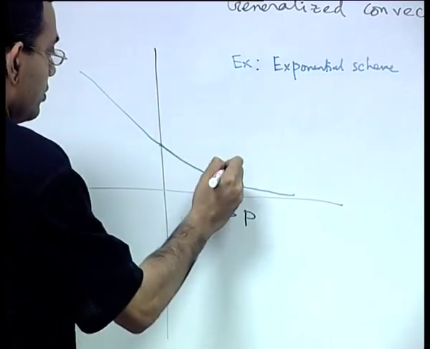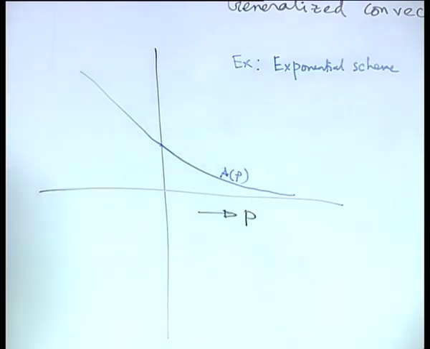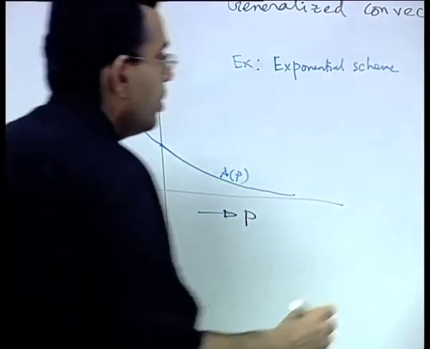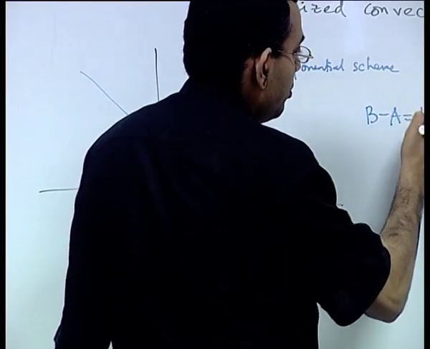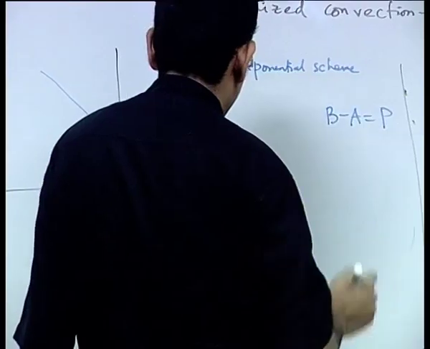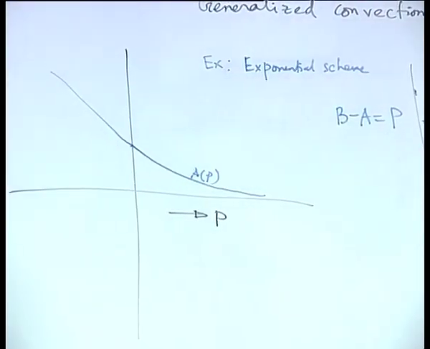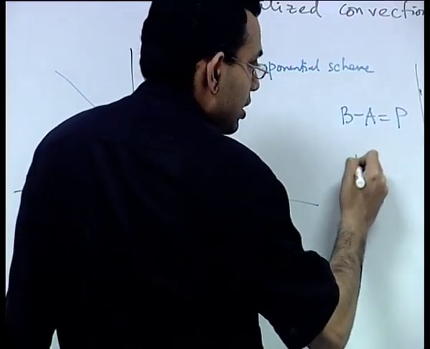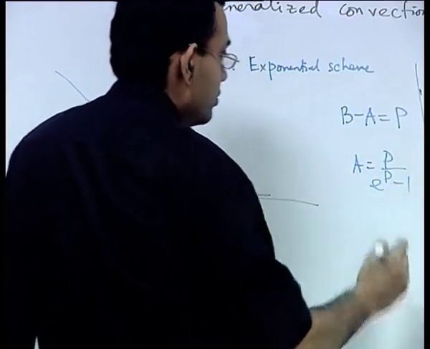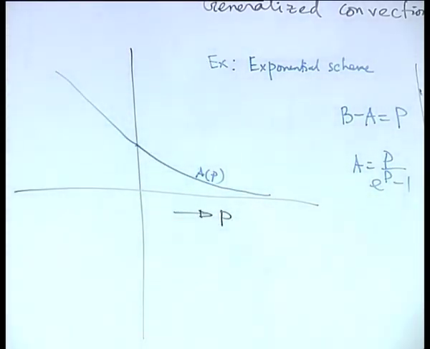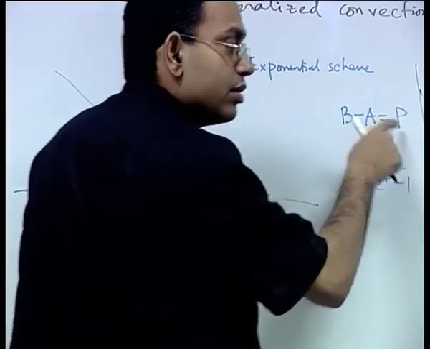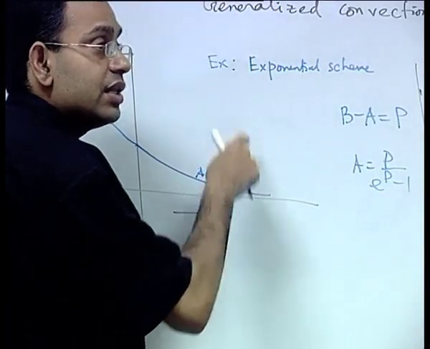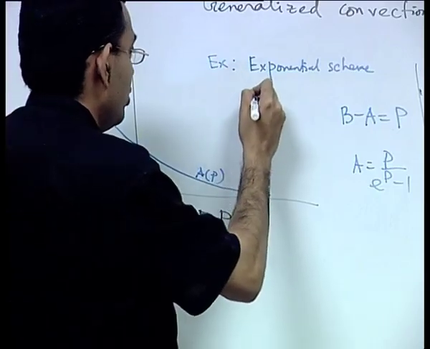So, this is A. Then you have to remember that B minus A is Peclet number. So, what are we plotting here? We are plotting for A as P by e to the power P minus 1. So, B is equal to this plus P. When this tends to 0, B tends to P. So, it will be something like this.